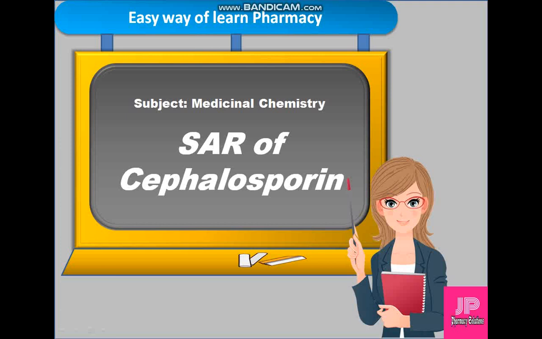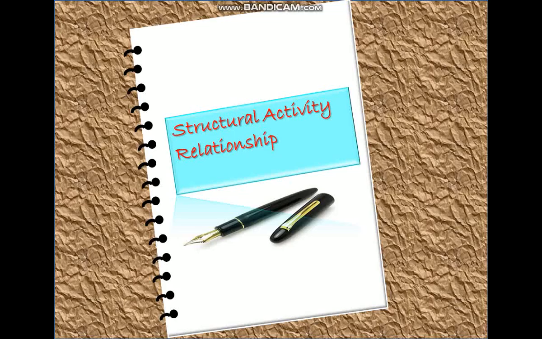So cephalosporins are beta-lactam antibiotics and are closely related structurally and functionally to penicillin. Cephalosporins have a 7-aminocephalosporanic acid nucleus and are obtained from the fungus Cephalosporium. Next, we discuss the structure-activity relationship of cephalosporin.